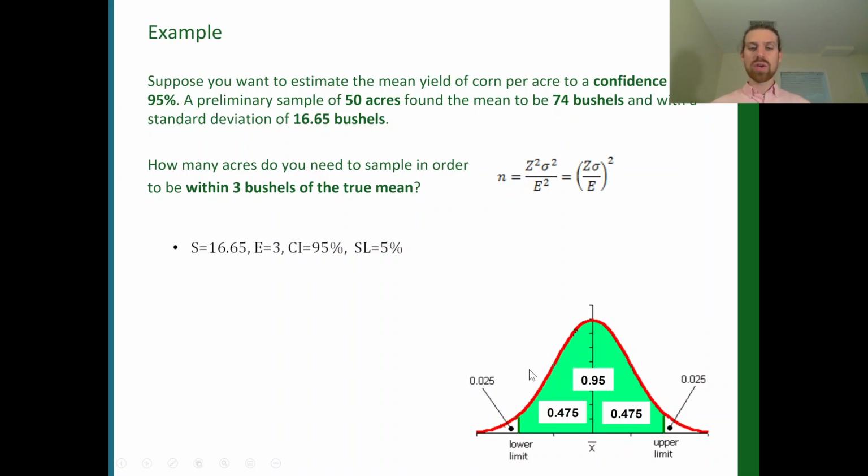Then we need to multiply it by the standard deviation, which we have already, thankfully, because we've already done some surveying, and we need to divide it by the error of the mean. We've already said we want to be within 3 bushels of the true mean. So we want a fairly accurate prediction, which means we're going to need to do some math.